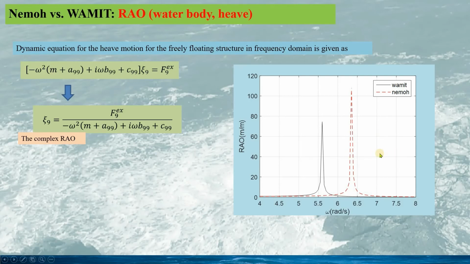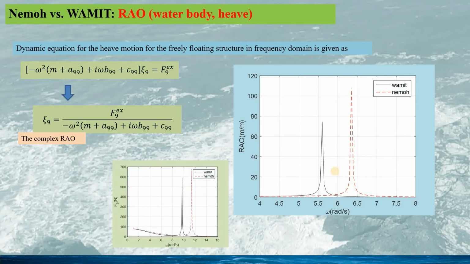So we can see here the resonance frequencies are omega 0 equals 5.6 radians per second and 6.3 radians per second respectively. These frequencies are very different from those we have seen in the wave excitation on the piston. See here, the frequencies at about 9.6 radians per second and 11.5 radians per second.